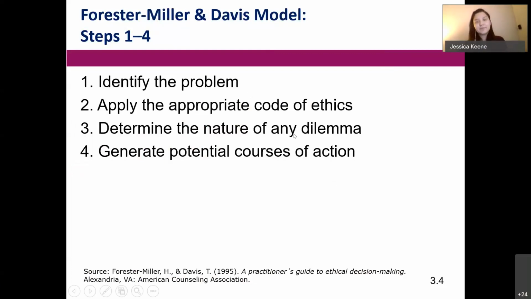I know Beatrice was still talking about Forrester and Miller's ethical decision-making model, as she had already started. The first one, as she already stated, is to identify the problem. Number two is to apply the appropriate code of ethics. The third is to determine the nature of any dilemma that comes. Usually when there is an ethical dilemma, we are supposed to stop and think about where the nature of the dilemma is emanating from in order to go to the next step, which is step number 4, to generate possible courses of action.